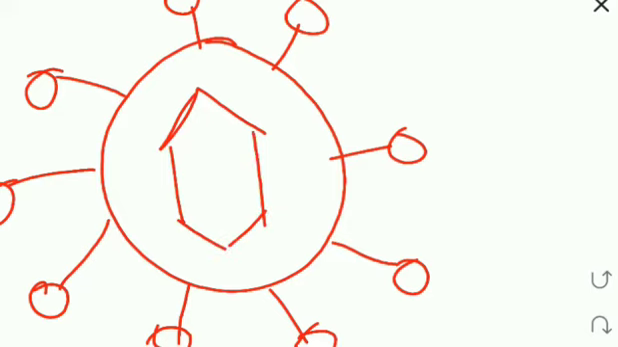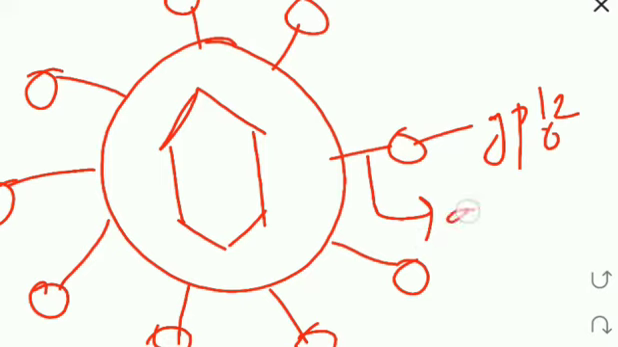And this subunit of the spike protein is called GP120. And this shaft part is called GP41. GP stands for glycoprotein. So that is glycoprotein 120 and glycoprotein 41 in the spike proteins.